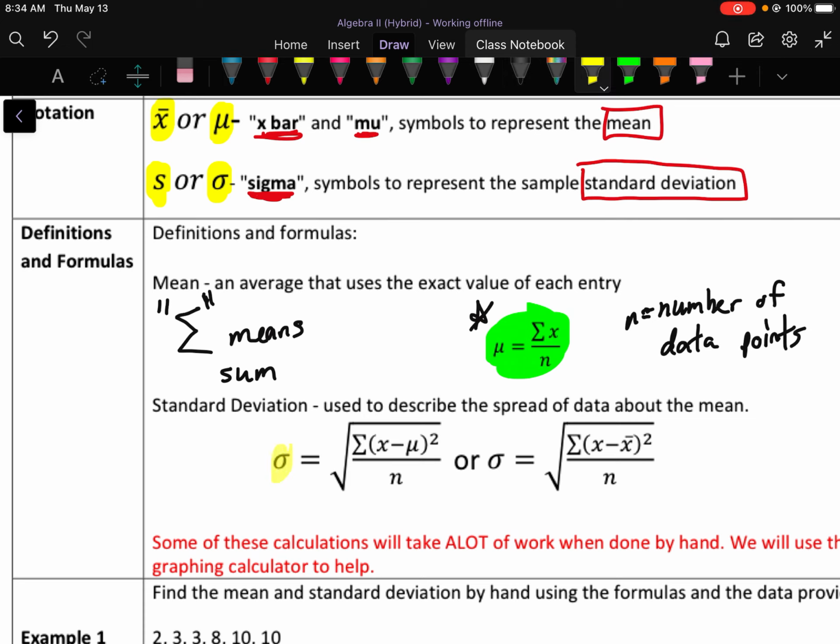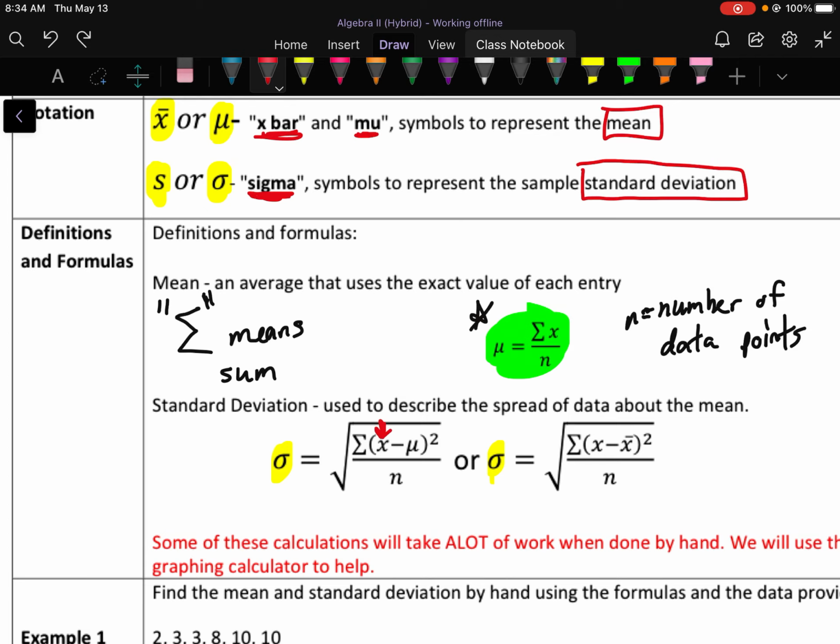So we have sigma equals the square root of, and then here's that funny looking E thing again, which just means sum. So the sum of, you take your data point, subtract mu, which means mean, you square it, and you divide by n, where n is the number of data points again.